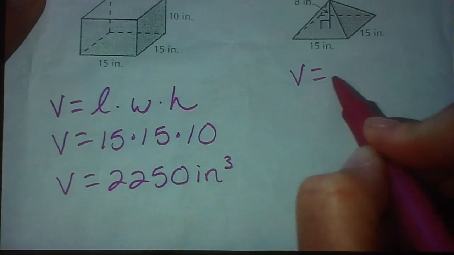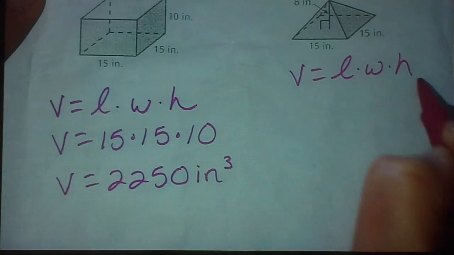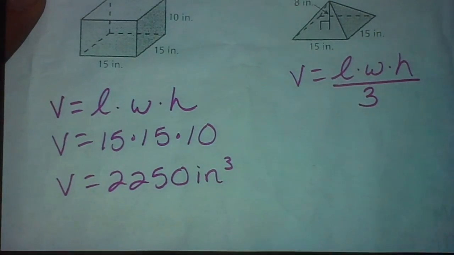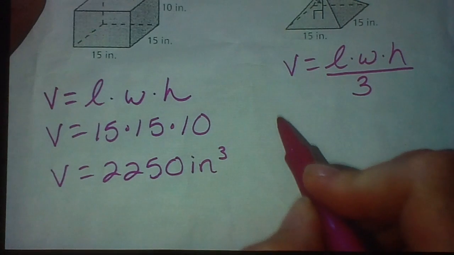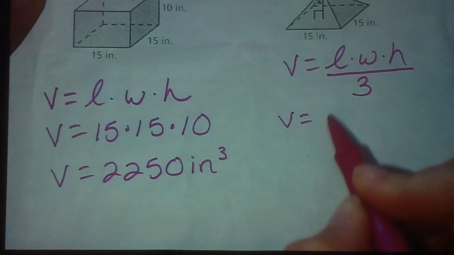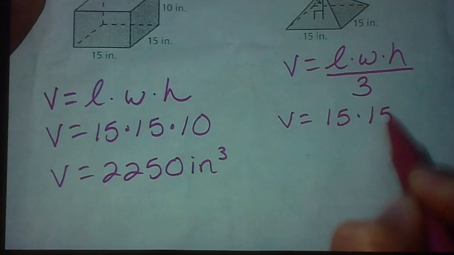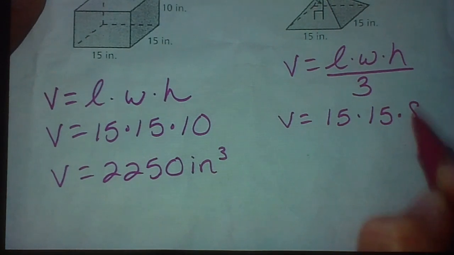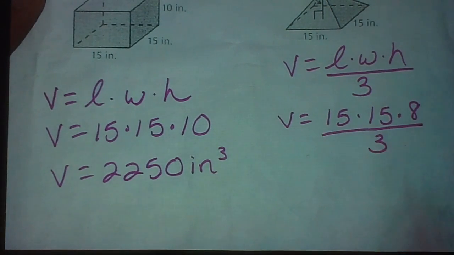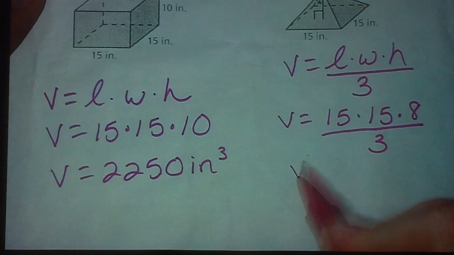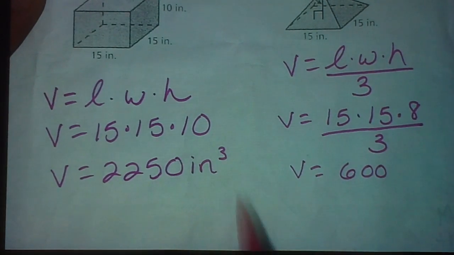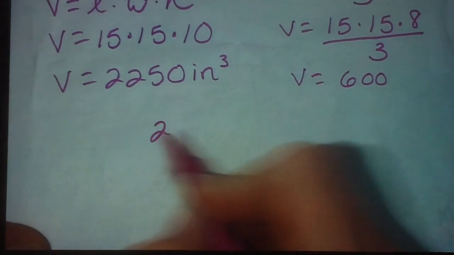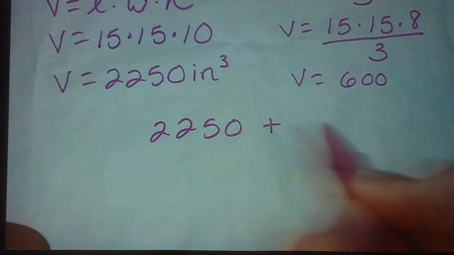Now we're going to find the volume of the square pyramid, which you'll remember is length, width, height, divided by 3, scoops of oatmeal, you'll never forget it. We're going to plug in a 15 for the length, a 15 for the width, and an 8 for the height, and divide that by 3. You get that the pyramid has a volume of 600. Now we have to take these 2 volumes and add them together. So I'm going to take 2,250 and add that to 600.